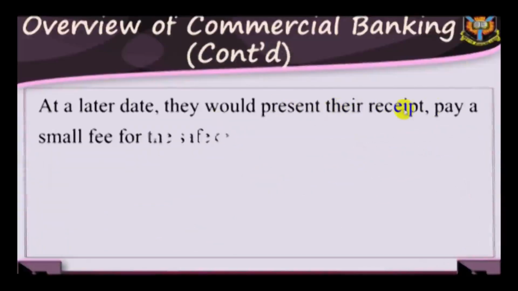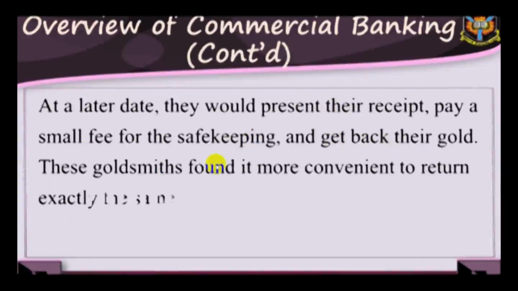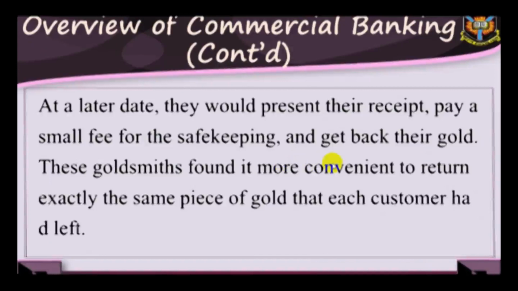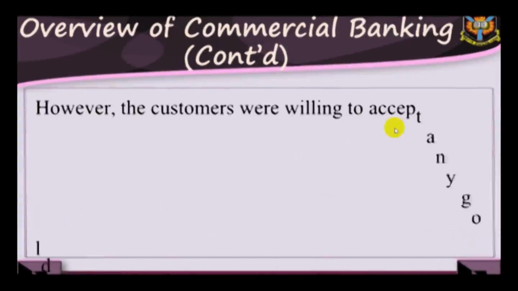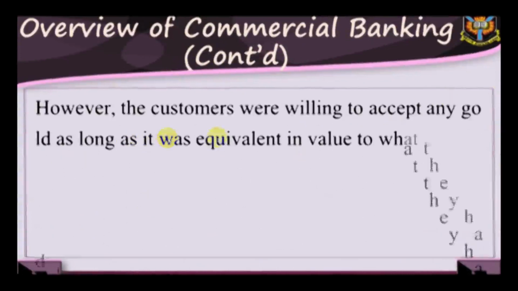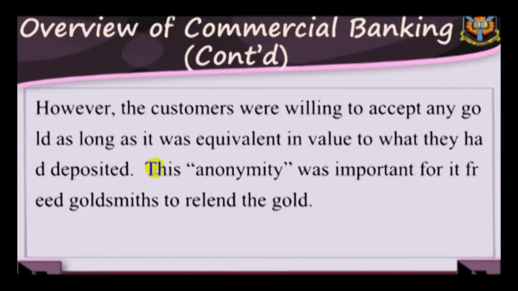These goldsmiths found it more convenient to return exactly the same piece of gold that each customer had left. However, the customers were willing to accept any gold as long as it was equivalent in value to what they had deposited. This anonymity was important, for it freed the goldsmith to relend the gold.